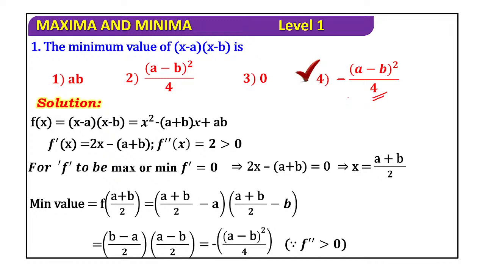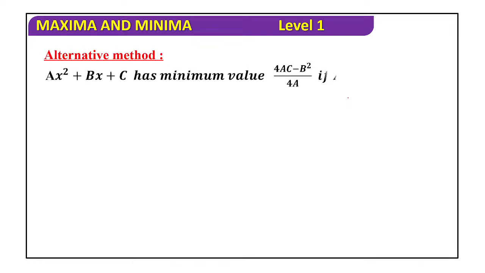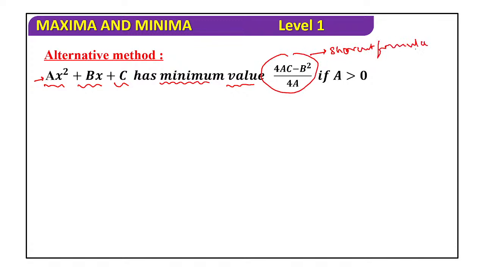There is another alternative method. You can see the alternative method for having the minimum value of ax square plus bx plus c. For ax square plus bx plus c, the minimum value is given by this shortcut formula. Okay. So you have to remember this. Clear? The shortcut formula is 4ac minus b square divided by 4a.